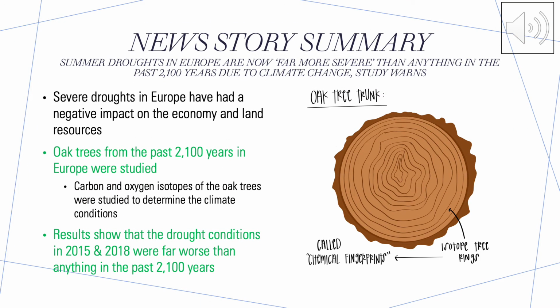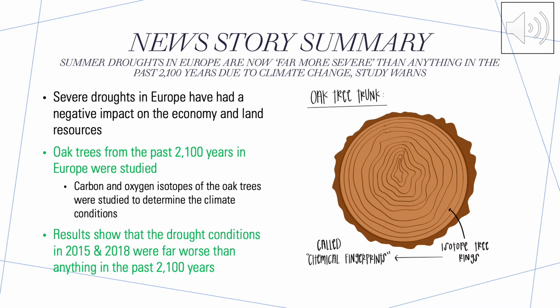As previously mentioned, this news article is titled, Summer Droughts in Europe Are Now Far More Severe Than Anything in the Past 2,100 Years Due to Climate Change, Study Warns. And in this article, it explained that severe droughts in Europe have had a negative impact on the economy and land resources. In order to determine if this rise in temperatures is normal, researchers chose to analyze the temperatures over a long period of time.